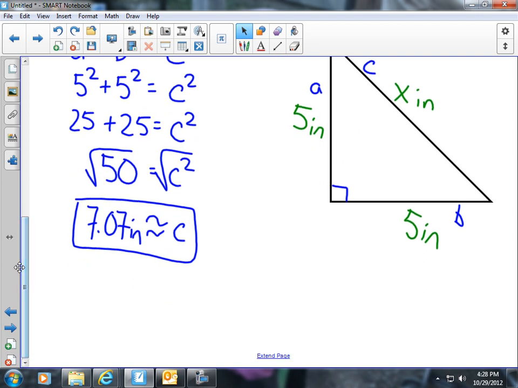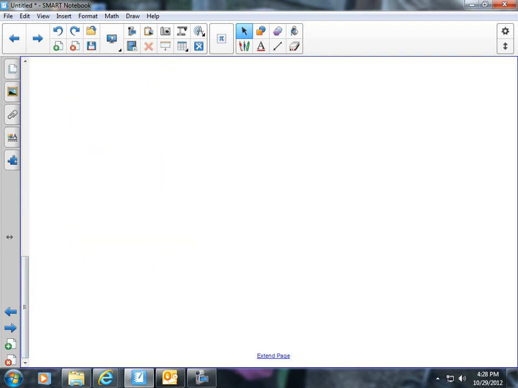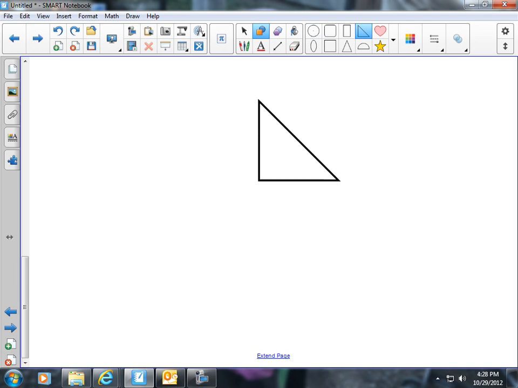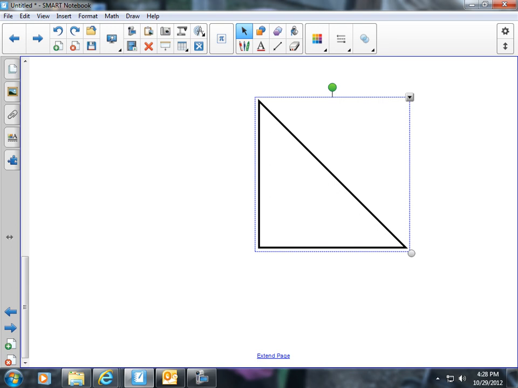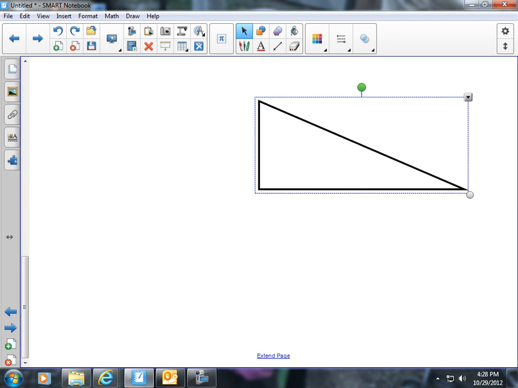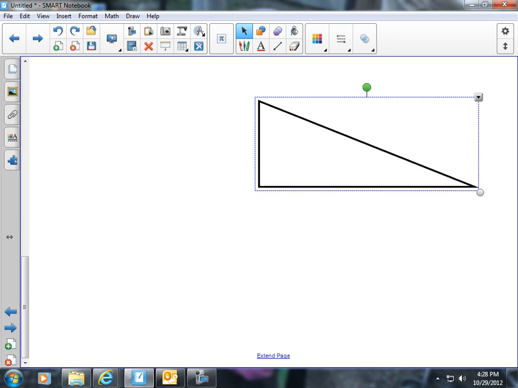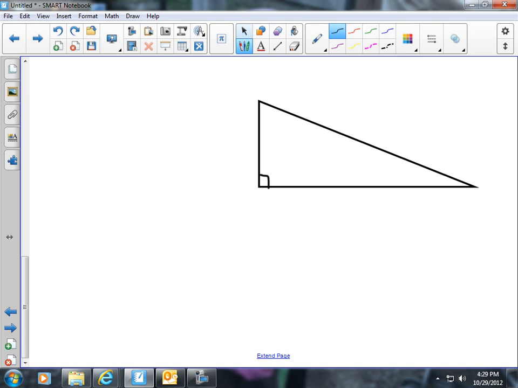We're going to try one more, just to make sure you're getting this. Let's go ahead and make one more triangle up. Make sure it's a right triangle. And let's do it this way. We'll expand it a little bit. There we go. Okay, so with this one, again, we're going to say it is a right triangle.